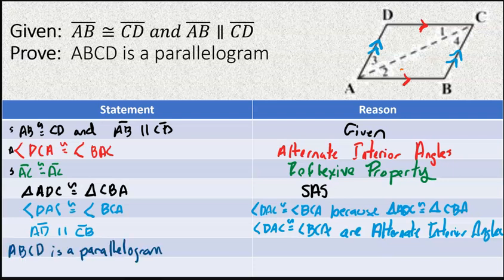I could state that ABCD is a parallelogram because AD is parallel to CB and AB is parallel to CD, which is opposite sides of ABCD. Can't argue with that.